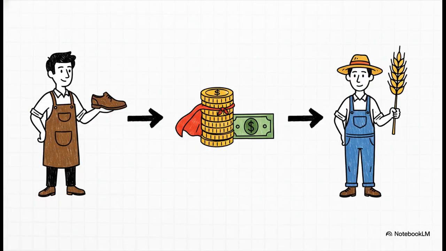And this is where money comes in and solves the problem. Money acts as a medium of exchange. It acts as a middleman. So the shoe manufacturer can first sell his shoes for money and then use that money to buy wheat from the farmer. See? The problem is solved.